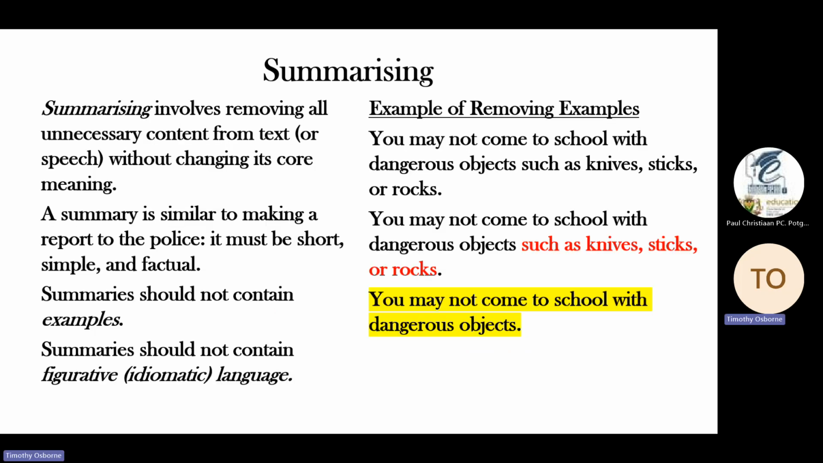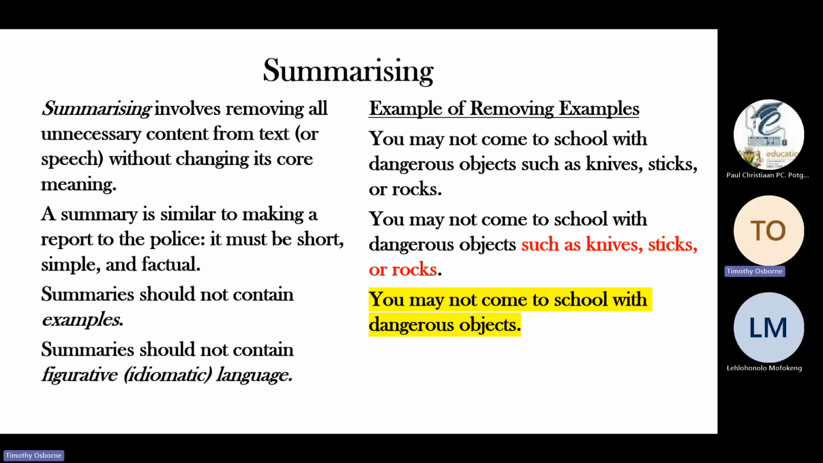Now, what is summarizing? There are two different types in my book. This is the normal type, where you basically remove all unnecessary content from text or from speech. Very often we'll give a verbal summary of something we've just heard to somebody we know. But the whole thing is you must not change its core meaning. Be very careful about this. Normal summarizing is not the same as summarizing in exams.